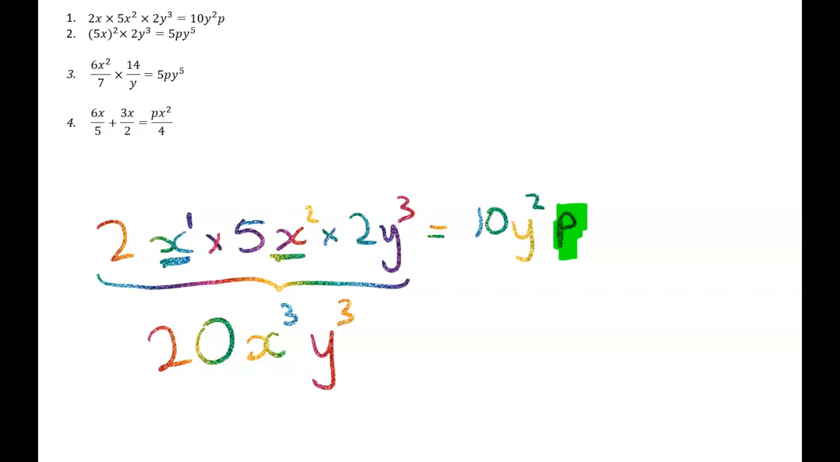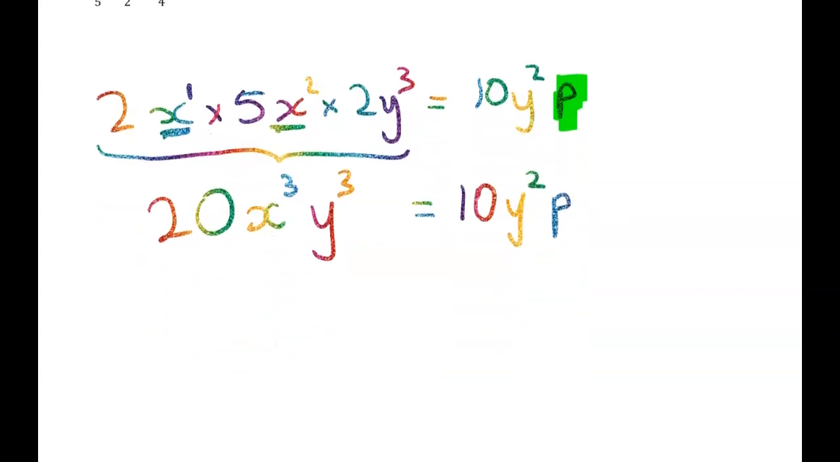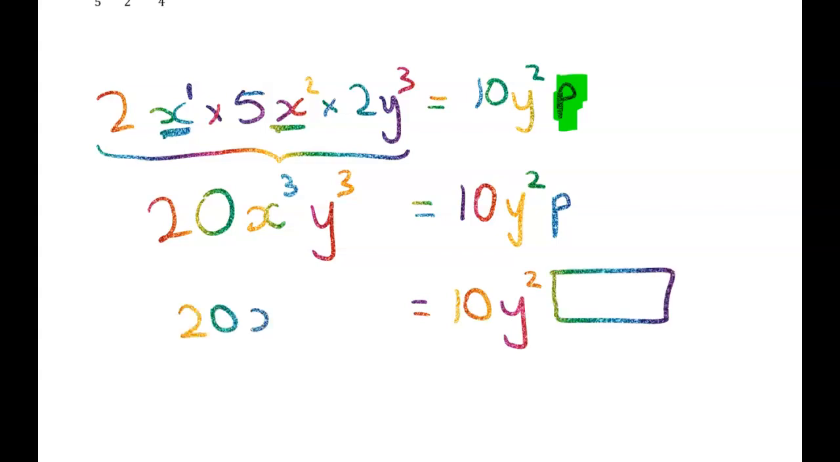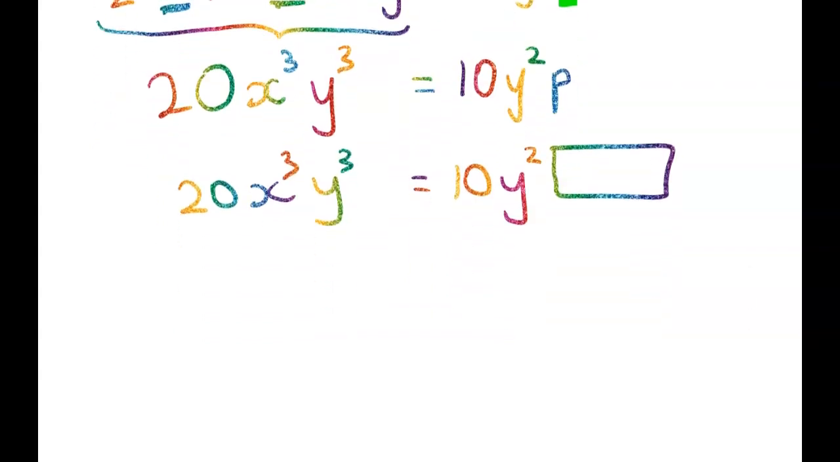So now I've cleaned it up, I've dropped my multiplication signs, and I can see that I've got 20x cubed y cubed is equal to 10y squared p. And you can kind of think of p as being like a big picnic basket that you've got all of your stuff inside. And now we need to figure out what is in the picnic basket. So we can draw it as a box. And I know that some of you won't need to do it this way, but I think when you're starting out thinking about this, it's not too bad a way to visualize it.